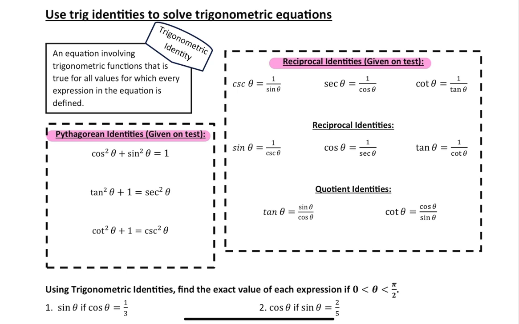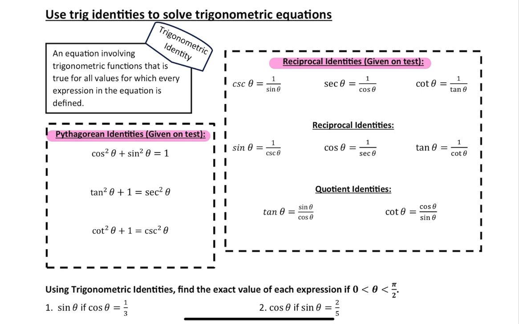When we looked at the previous standard, we had reciprocal identities. For example, cosecant of theta equals 1 over the sine of theta, or secant of theta is 1 over cosine of theta, or cotangent of theta is 1 over tangent of theta. In this standard, we're going to have to deal with more than just these reciprocal identities. We're going to have to deal with Pythagorean identities, quotient identities, and other reciprocal identities.